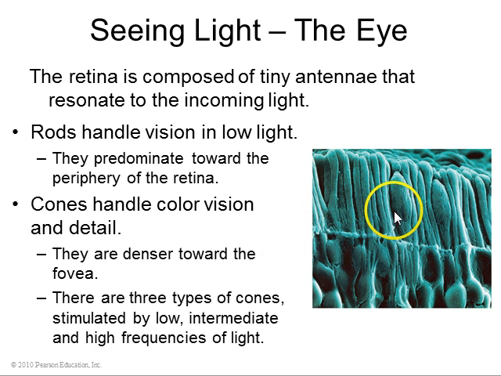And there's actually three kinds of cones, which handle low, intermediate, and high frequencies of light, corresponding to red, green, and blue. And that's how we have our color vision.